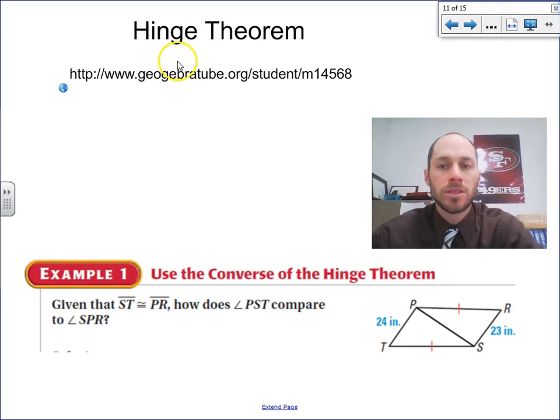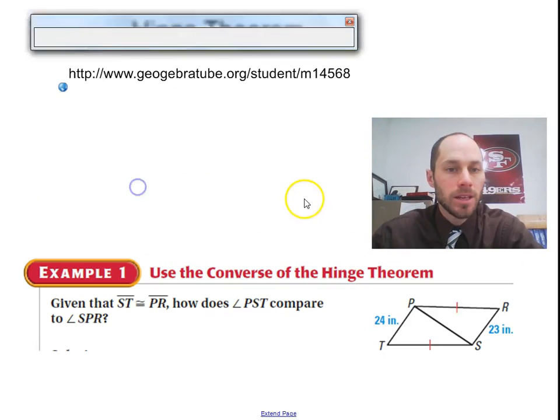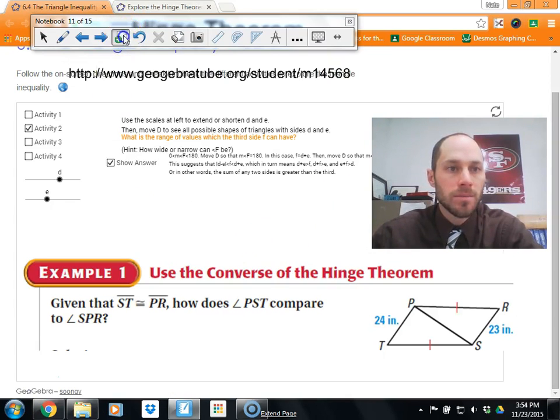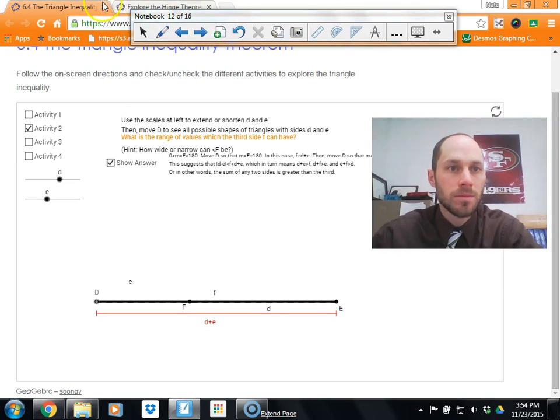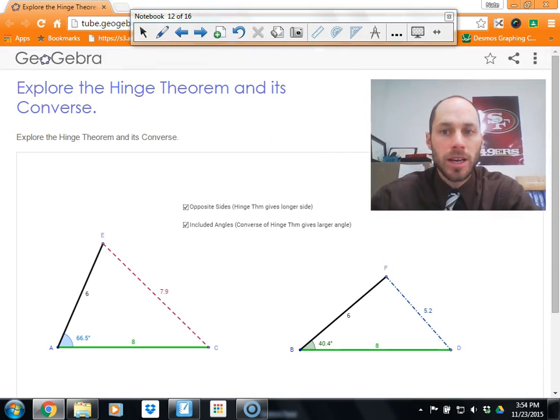And finally, let's look at what's known as the Hinge theorem. So we're going to take a look at another connection between triangles. And within this Hinge theorem, we're just comparing side lengths and angles. So it's similar to that connection we had before with the side lengths and the angles.